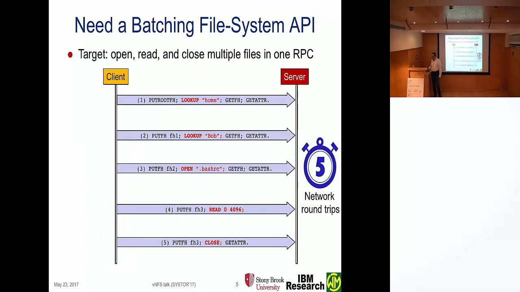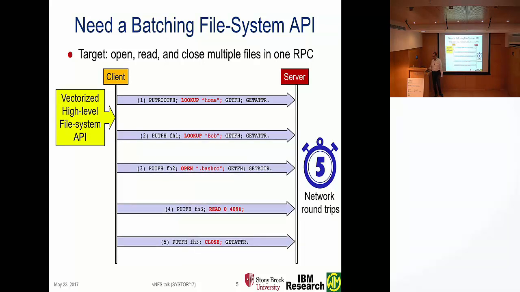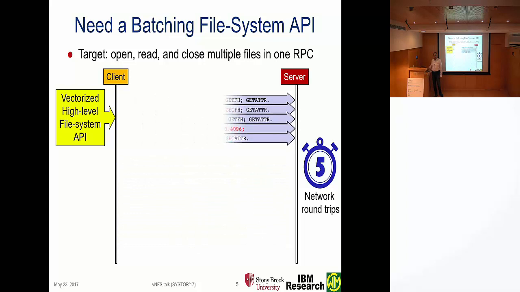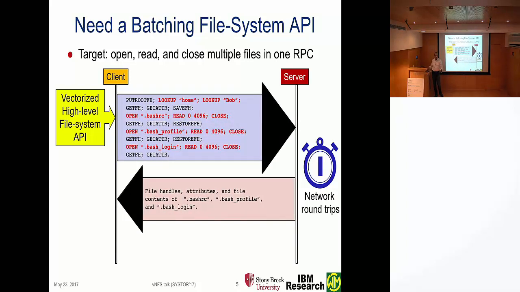And what we really want is basically to create an API that allows you to pack all these messages into one big message, send one thing, and then return only one thing: one round trip instead of 5. And that's effectively what we did, and I'll show you how we did that.